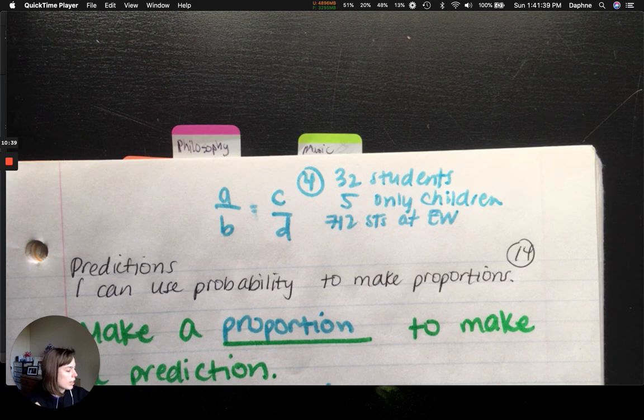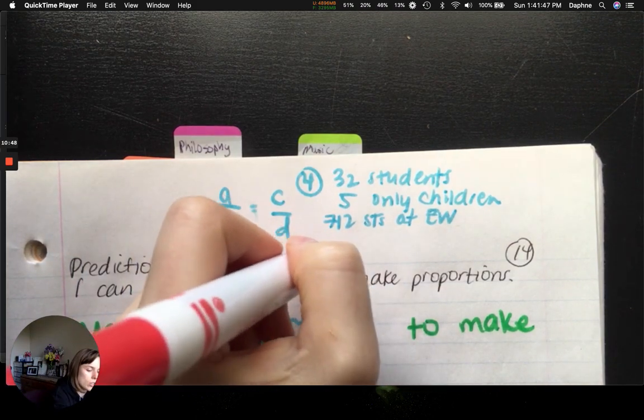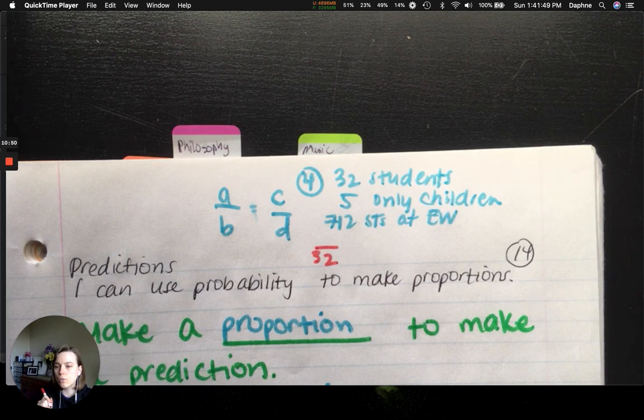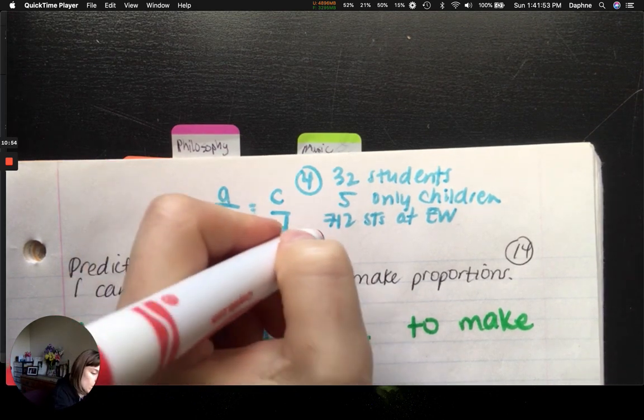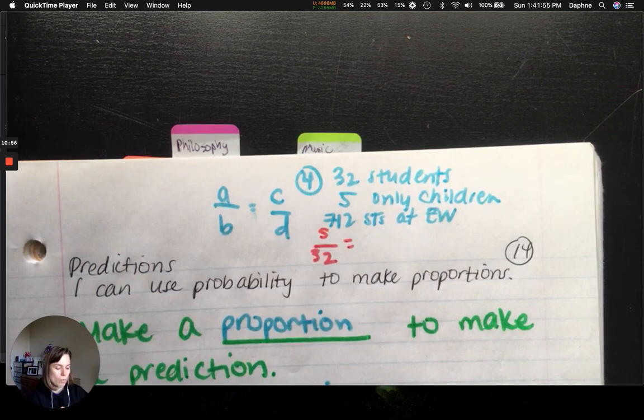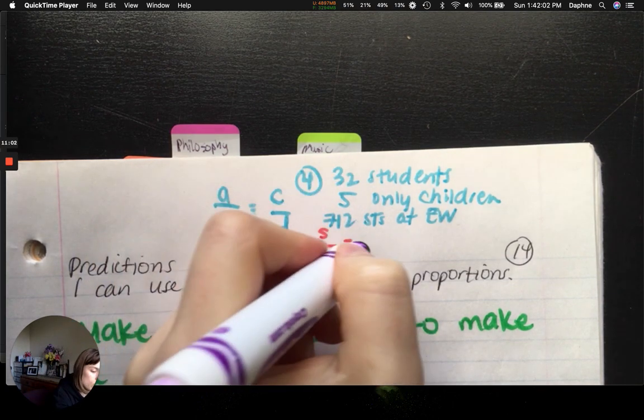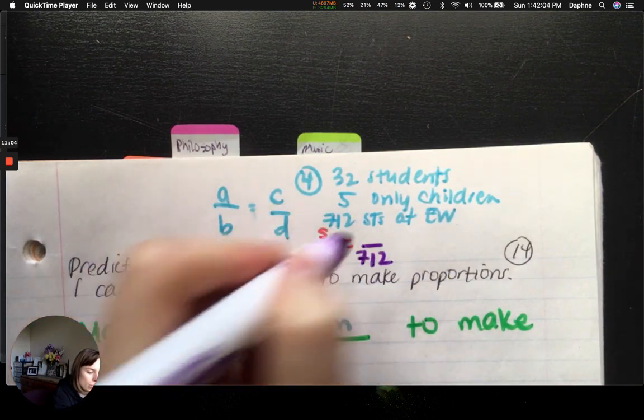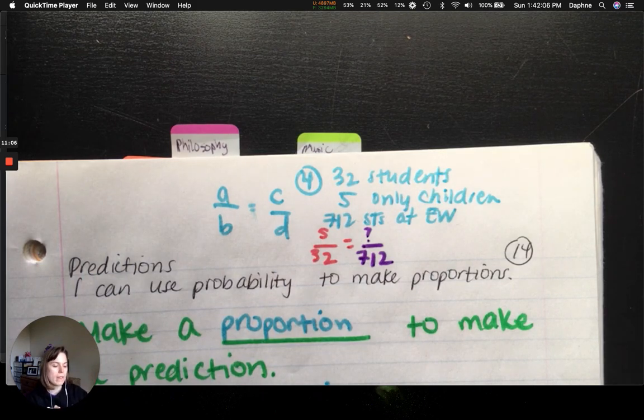So looking at this, we know right now what's the total in our little tiny group, our little sample. Our sample has 32 people. Of those 32, how many are only children or fit that criteria? 5. I'm going to pause the video. What would go on the other side of this proportion? So it should have 712 as our new total, and I don't know what would be in the numerator.